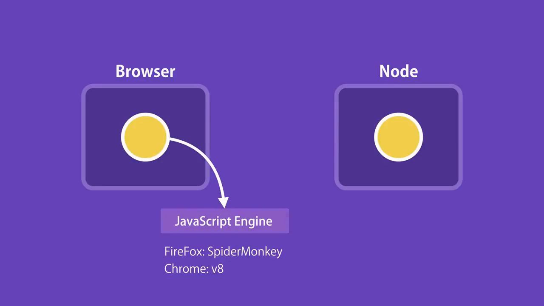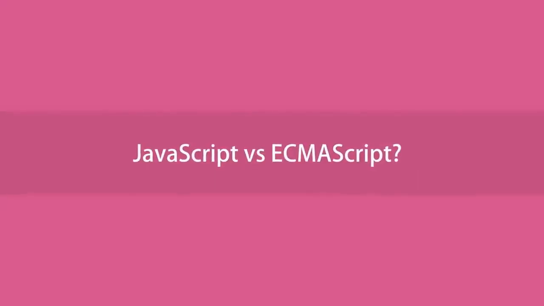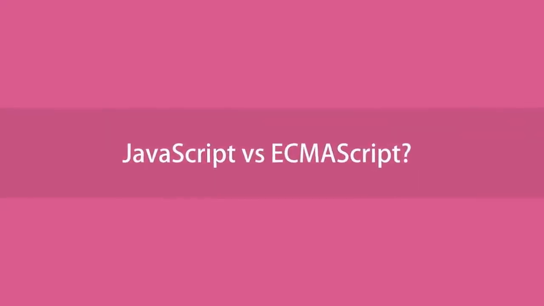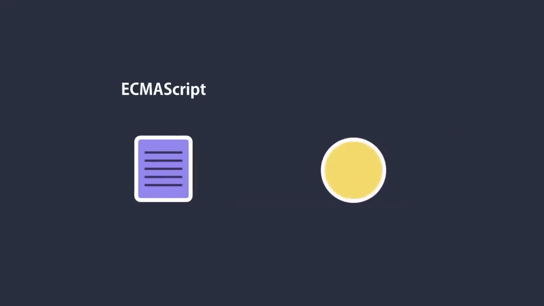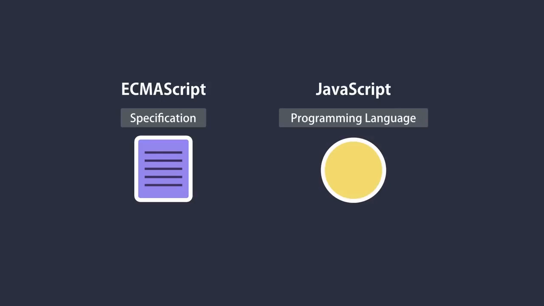And finally, the last question. What is the difference between JavaScript and ECMAScript? Well, ECMAScript is just a specification. JavaScript is a programming language that conforms to this specification. So we have this organization called ECMA, which is responsible for defining standards. They take care of this ECMAScript specification.